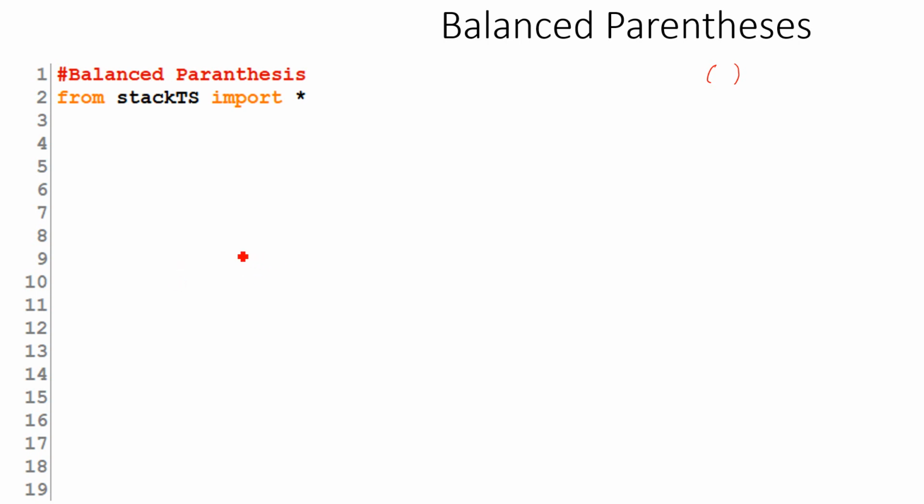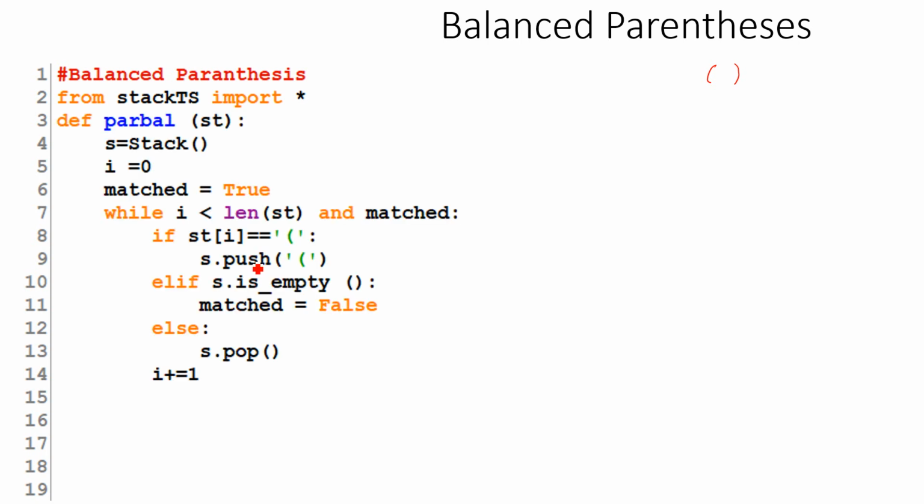And at the end, we find out whether the stack is empty or not, because whenever we find a closing bracket, we'll be popping out. As we pop out, we check whether the stack is empty or not. If the stack is empty, then we say that it is balanced parentheses, otherwise it is unbalanced. So let us look into the implementation.